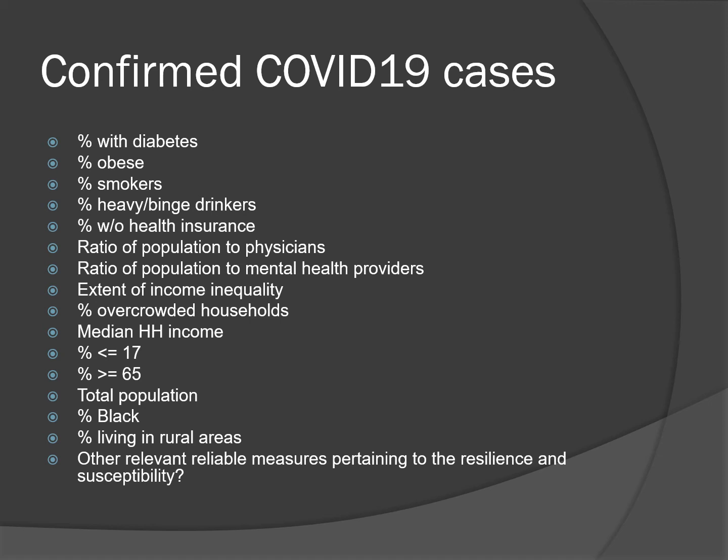The predicted number of COVID-19 cases can also be influenced by the ratio of population to physicians, the ratio of population to mental health providers, and the extent of income inequality. This is often measured by the ratio of those in the 80th income percentile to those in the 20th income percentile. The predicted number of COVID-19 cases can also depend on the percentages of overcrowded households in a given city, in a given state, in a given county.